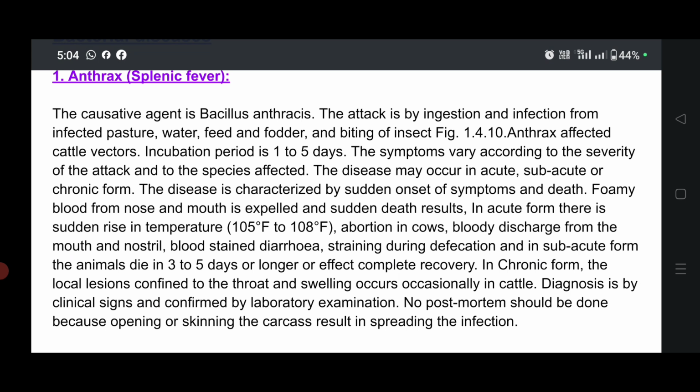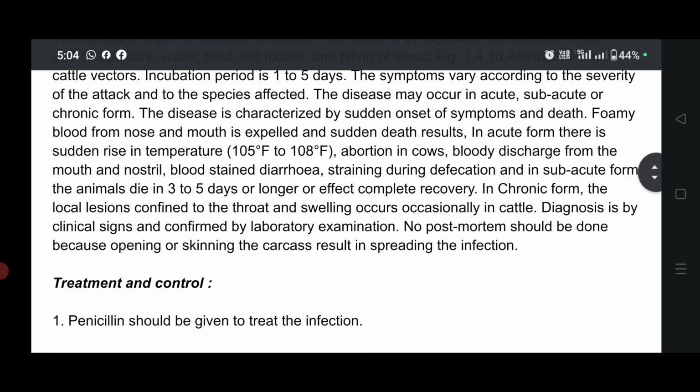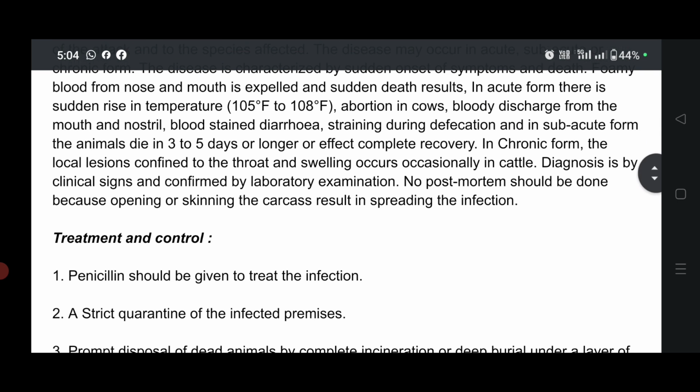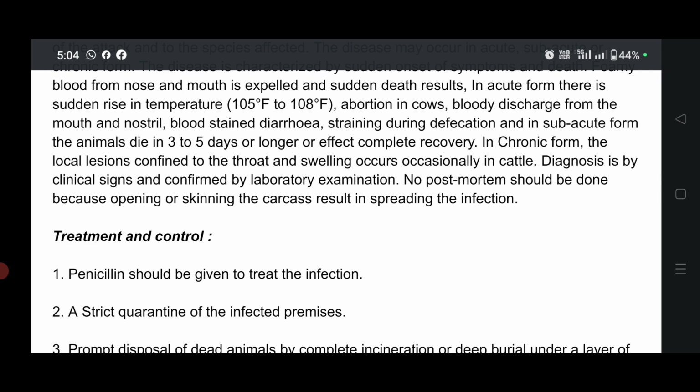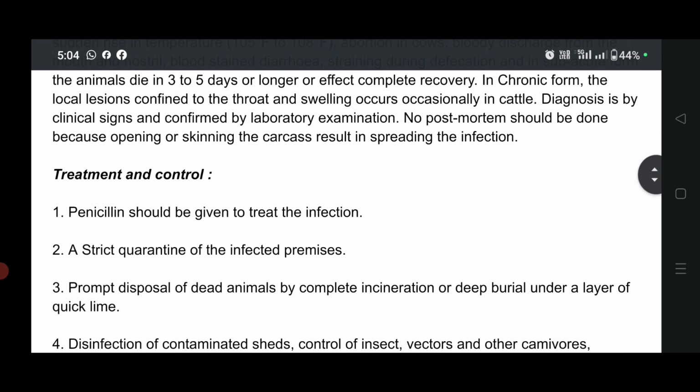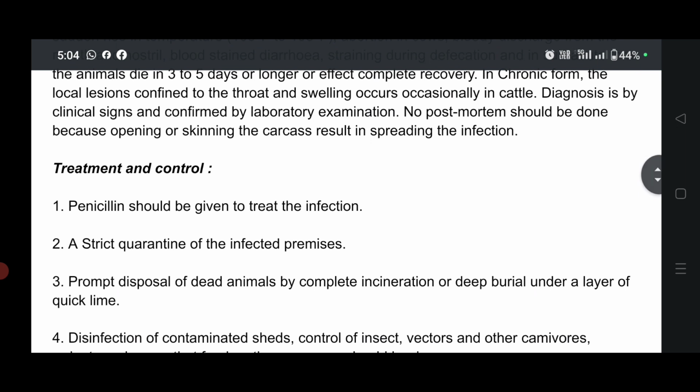Diagnosis is by clinical signs and confirmed by laboratory examination. No post-mortem should be done because opening or skinning the carcass results in spreading the infection. Treatment and control. 1. Penicillin should be given to treat the infection. 2. A strict quarantine of the infected premises. 3. Prompt disposal of dead animals by complete incineration or deep burial under a layer of quicklime.